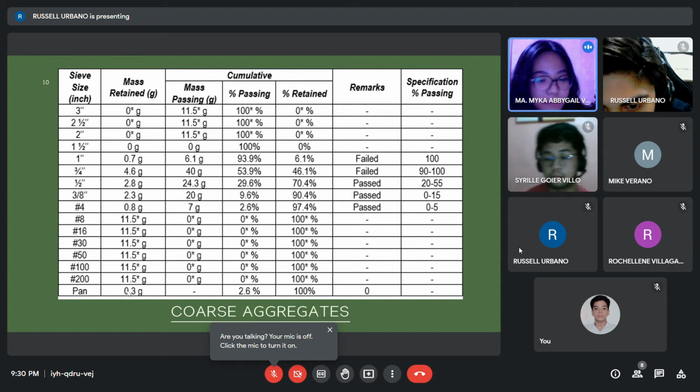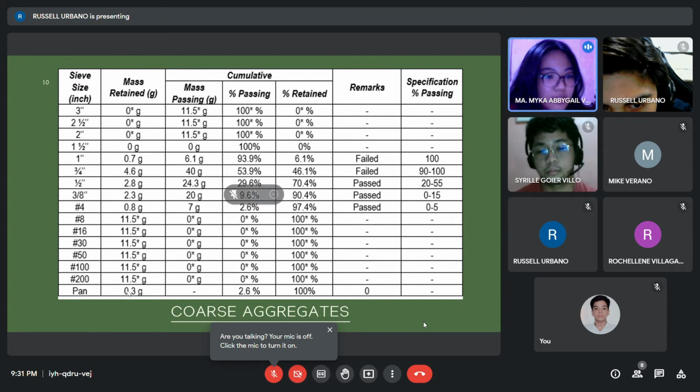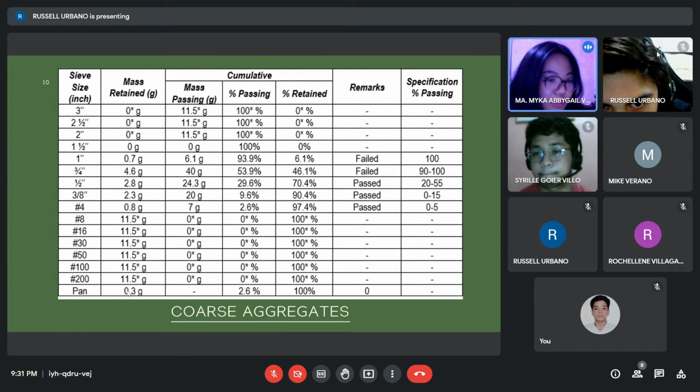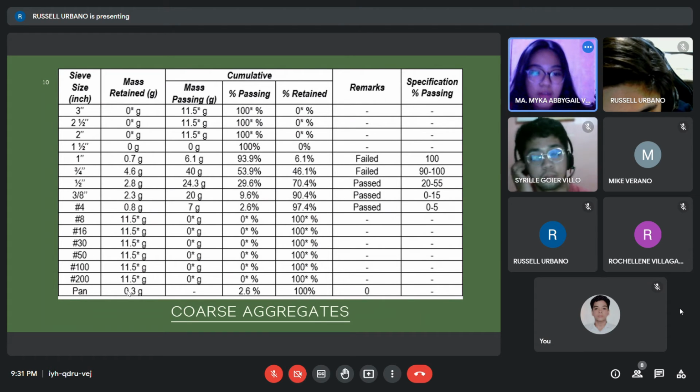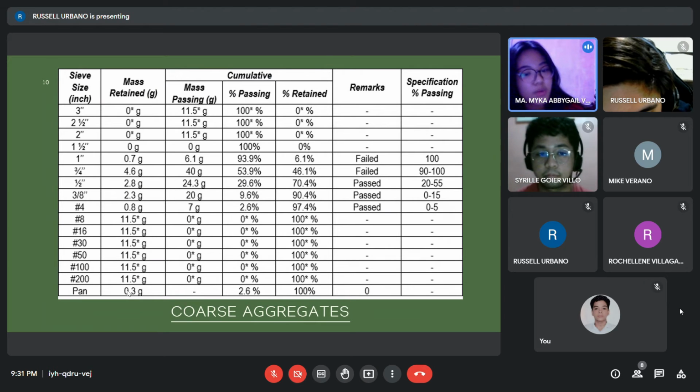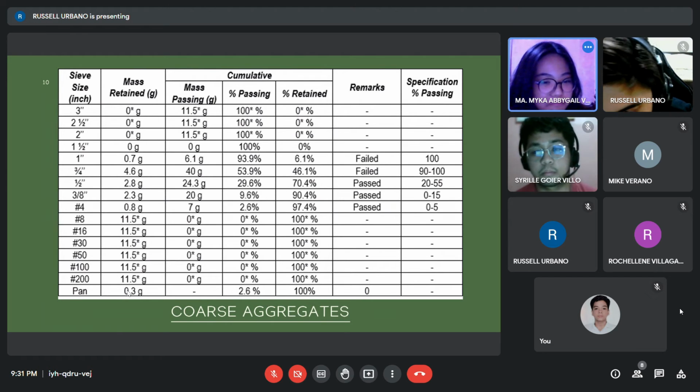So for cumulative mass passing, in the 1.5 sieve, the mass retained is 0, therefore the mass passing is 0. However, in the 1 inch sieve, the mass retained is 0.7 grams. So for the formula, calculate the 0.7 grams over the mass sample, which is 11.5 grams, times 100. So the mass passing for the 1 inch sieve is 6.1 grams. So we do this procedure to the rest of the sieves.